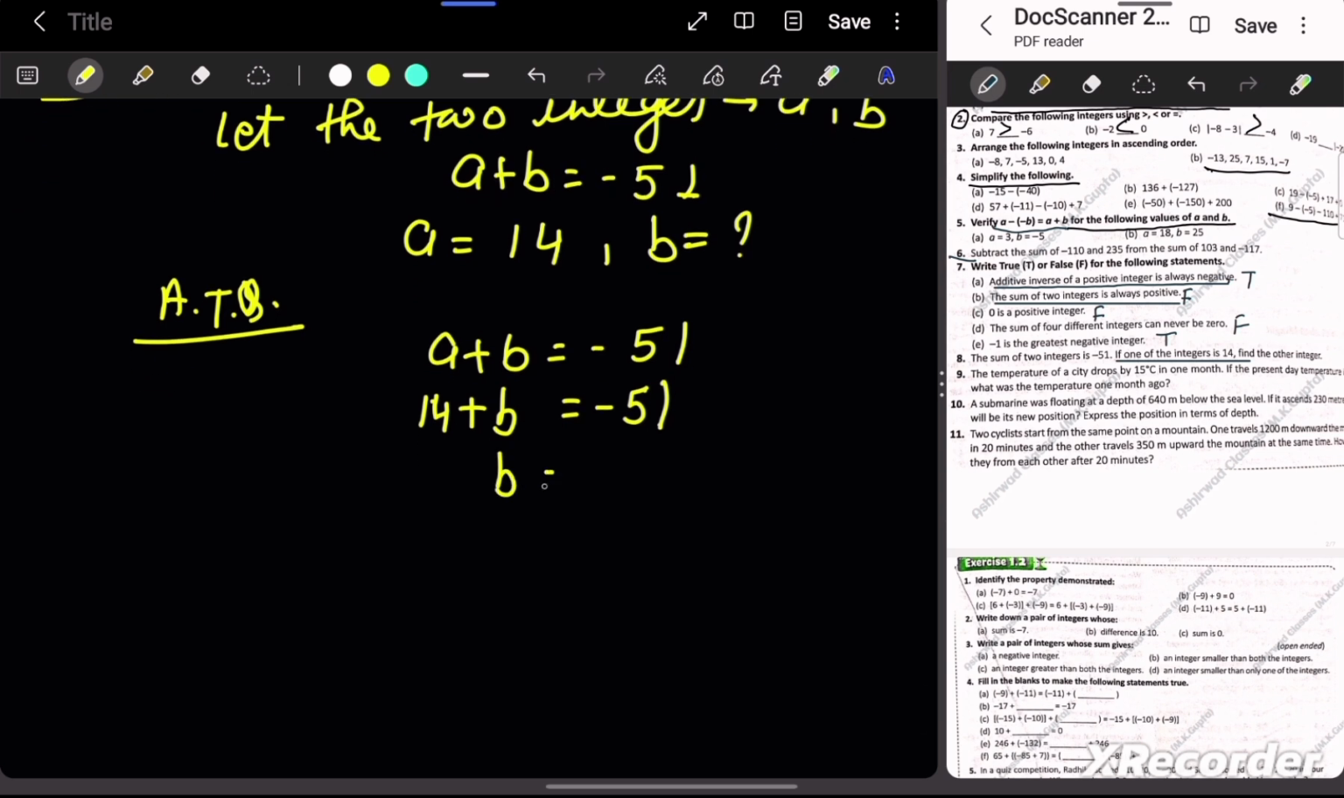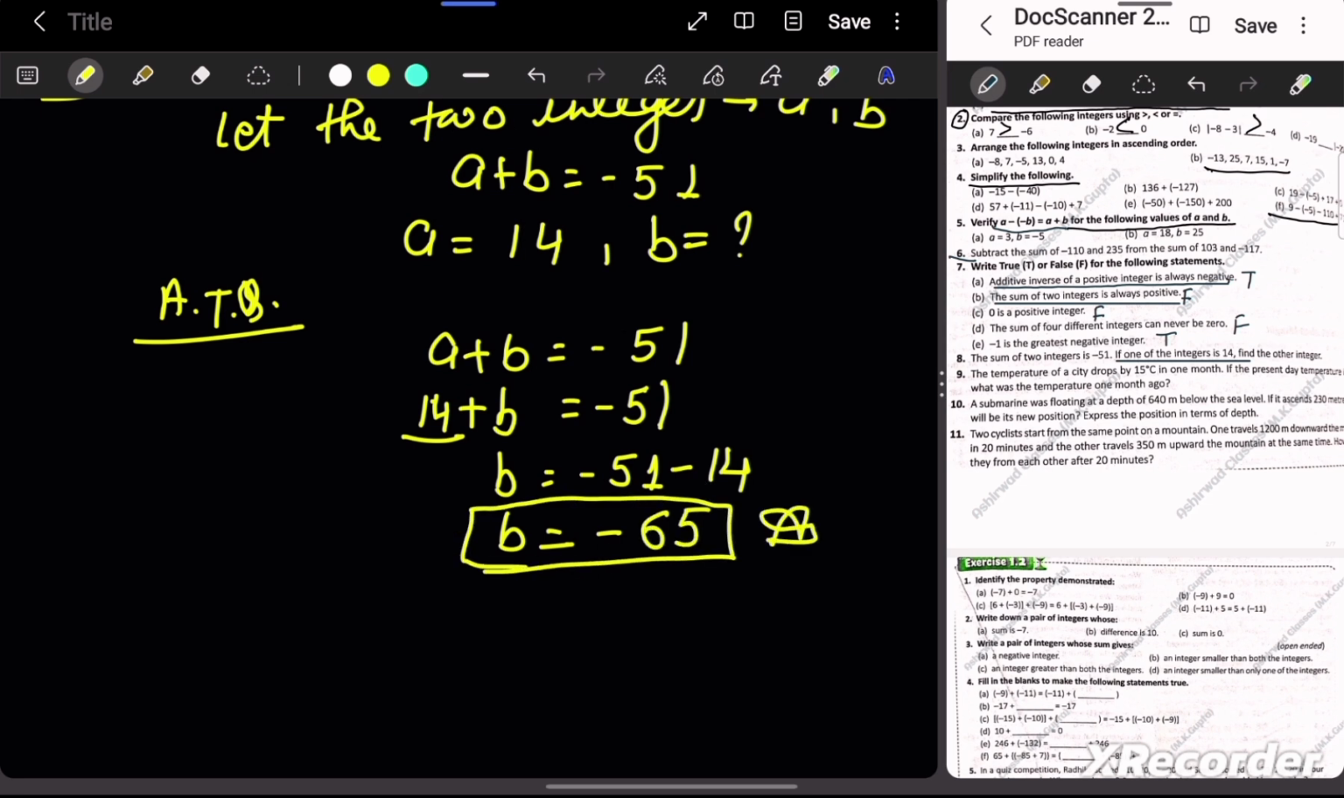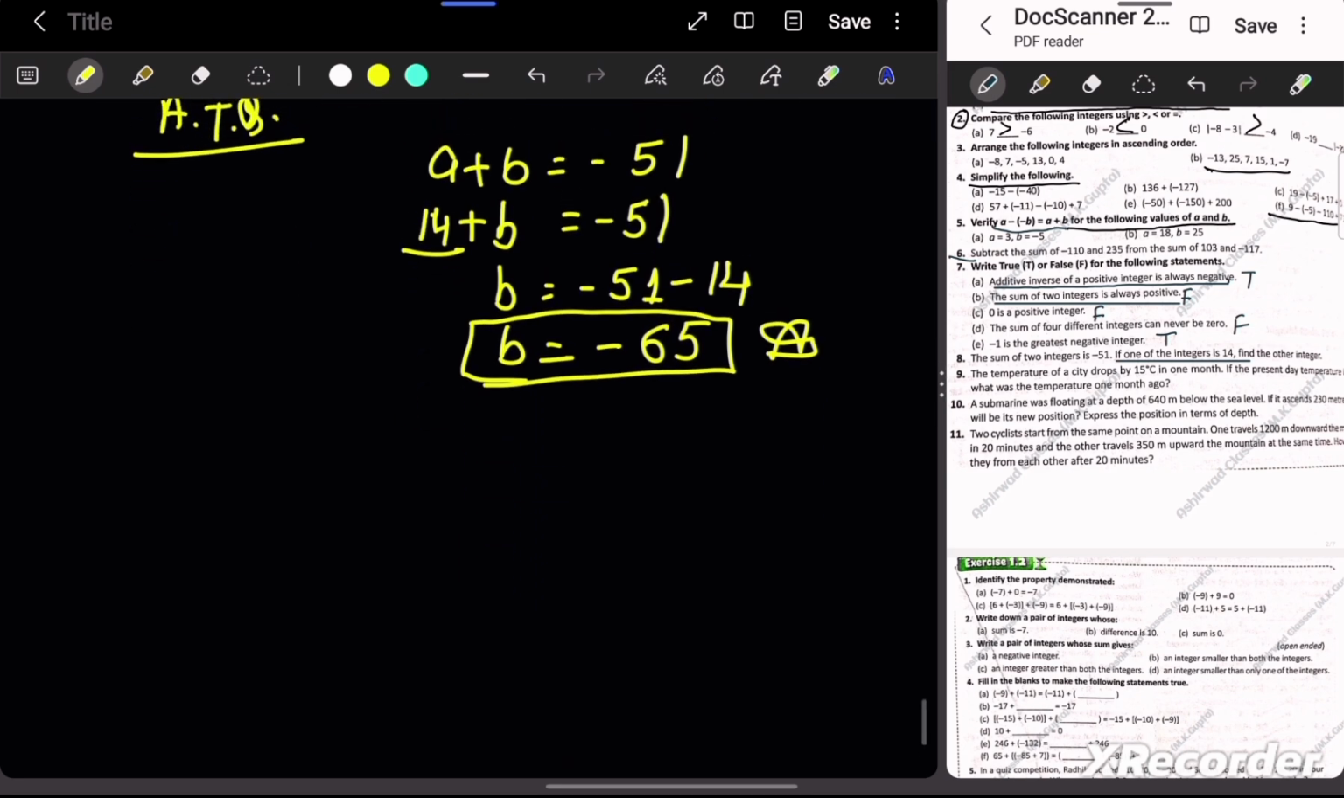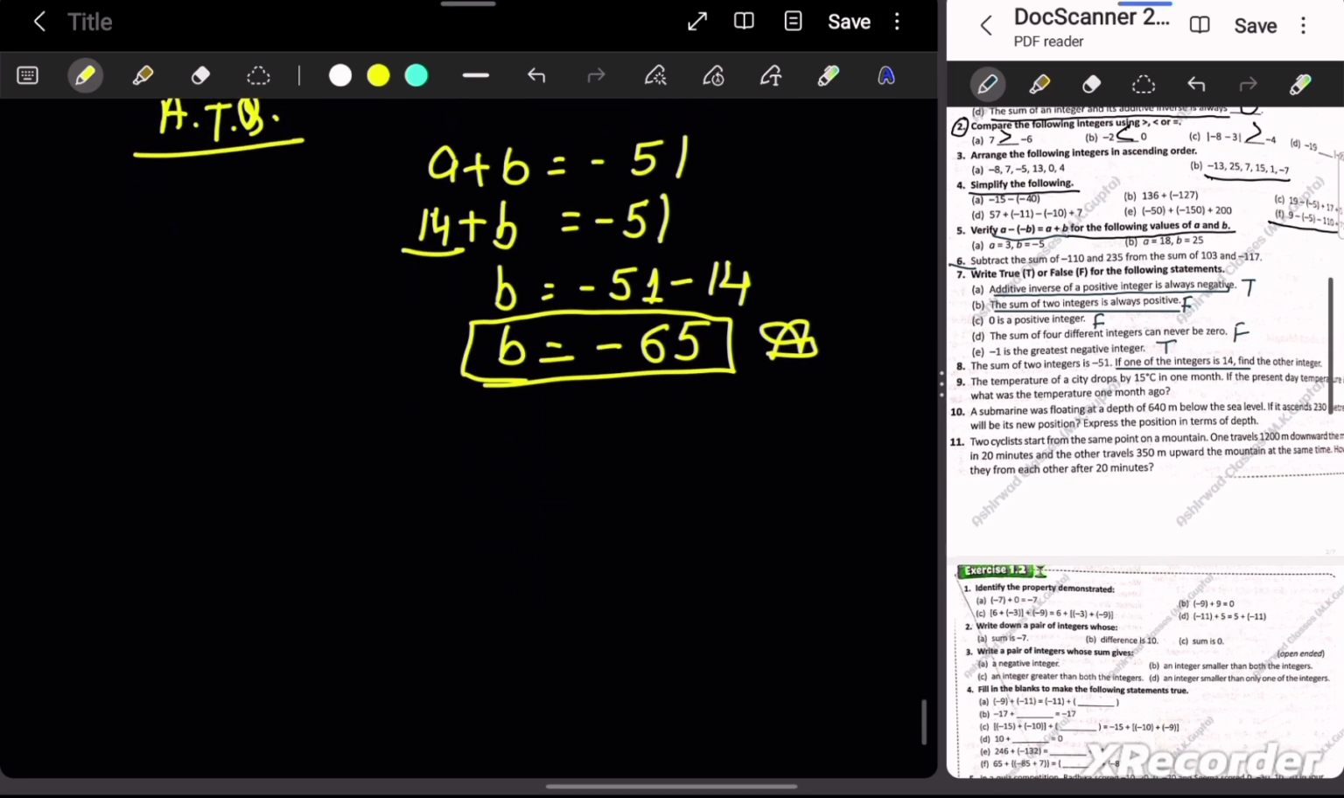Now b equal to minus 51 minus 14. Here 14 is a positive integer. Now transferring it to the other side makes it negative. So b equal to minus minus plus, but the sign is always minus because both integers are negative. Minus 51 and 14, 65. So what is the answer? b is minus 65.